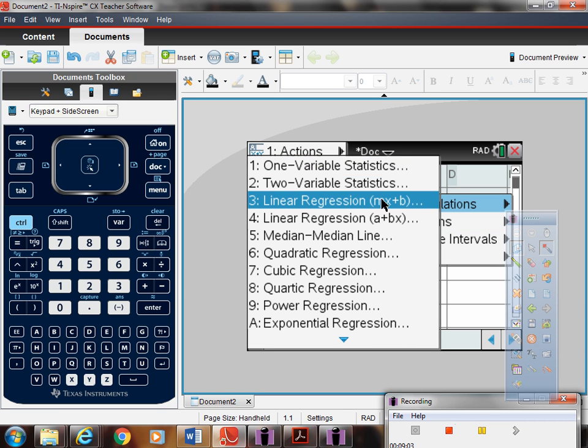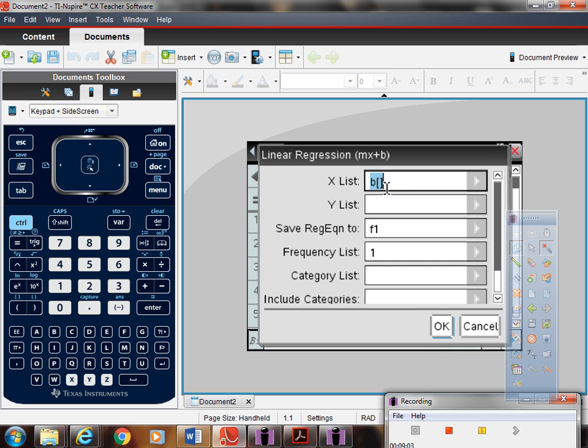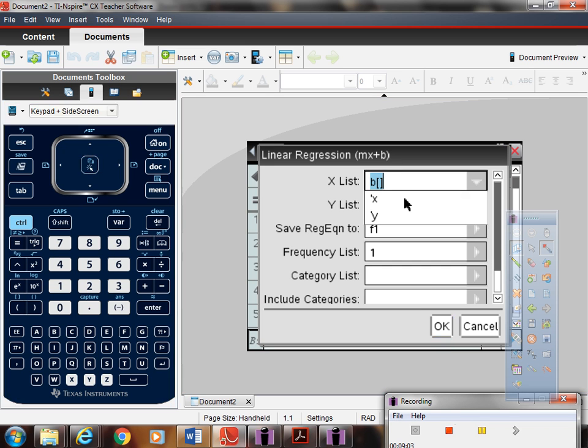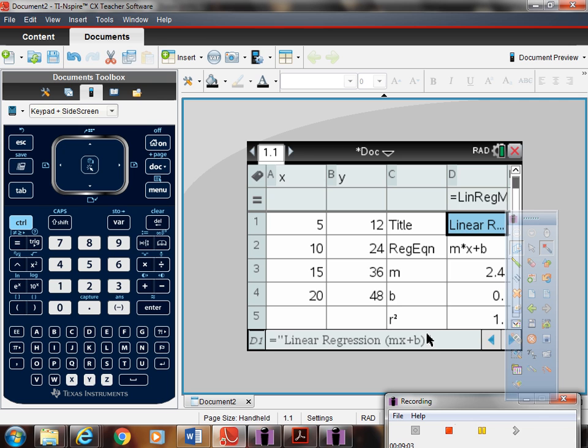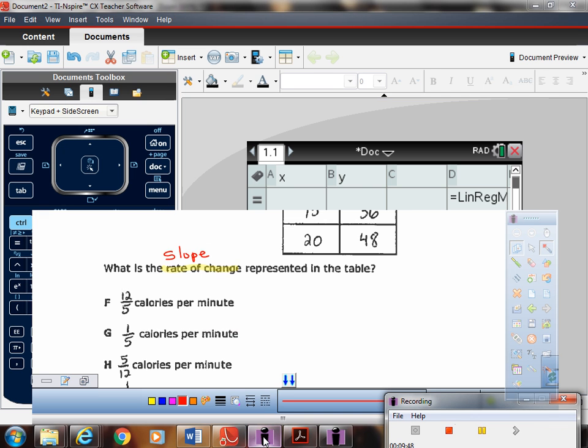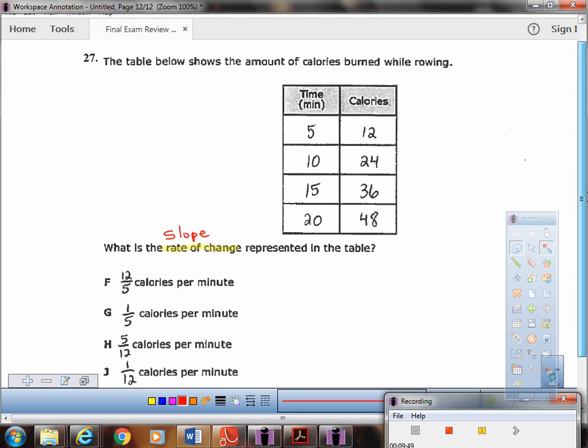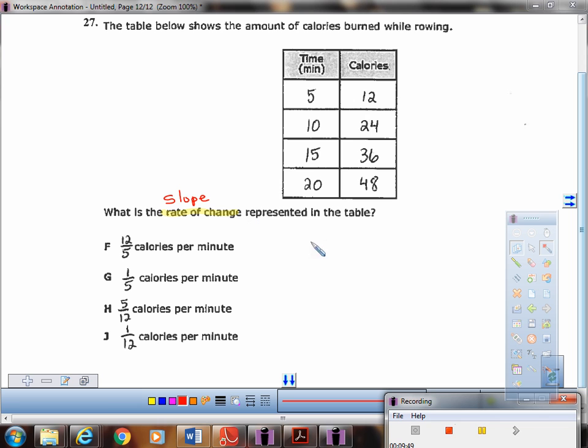And under here, you'll see the mx plus b. Here, you just need to click on that and tell it that you want the x list under the x heading. And then here, highlight the y. And then just hit OK. So there's your slope. Your m is 2.4. They might have it written as a fraction, so we'd have to look to see which one gives us 2.4.